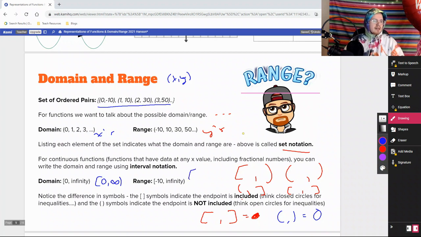And in this case, we have -10 as the lowest possible y value, and then it can go all the way to infinity. We use a soft bracket because you can't actually touch infinity. Ask Buzz Lightyear. He's never been there yet. He's been beyond it, but he hasn't been there.